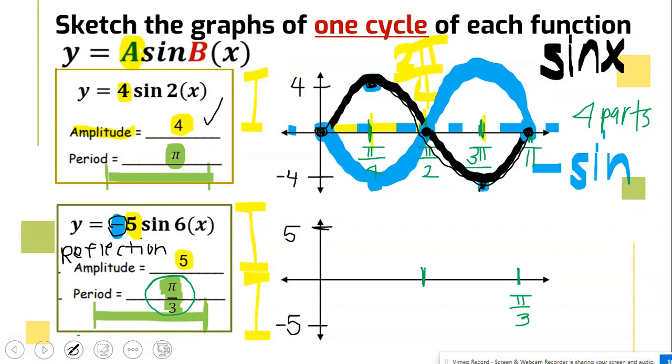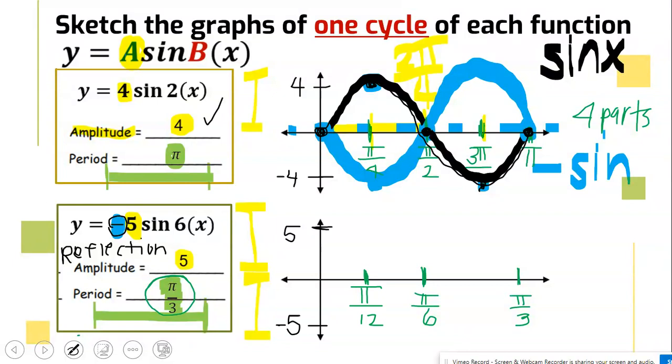Start by dividing it in half. Pi over 3 divided by 2. You're going to multiply the denominator by 2. That becomes pi over 6. If we cut it in half again, pi over 6 divided by 2 more, take the denominator and multiply it by 2. This becomes pi over 12.